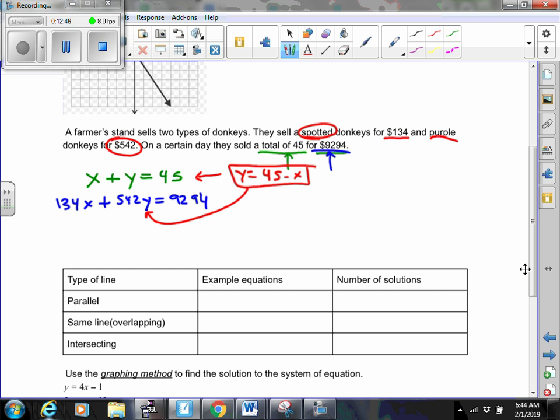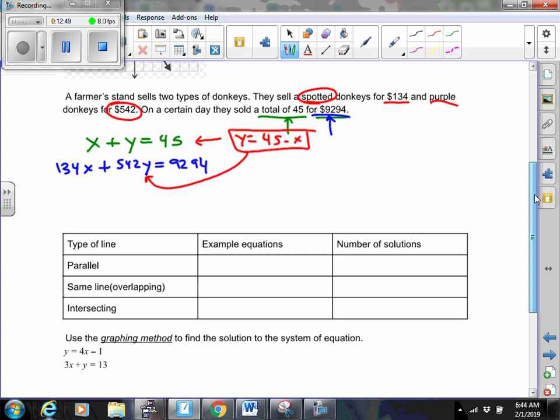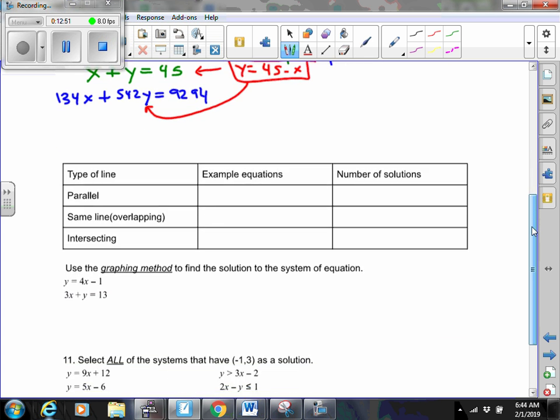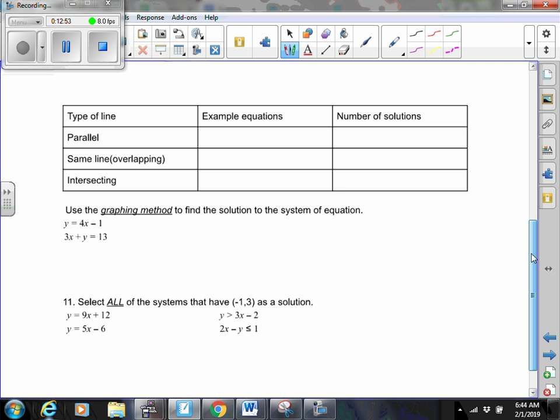Now you want to finish that up before you turn it in when you're reviewing. You should get two very pretty answers for your spotted and purple donkeys. And don't ask me what those are again. Okay. Yeah, I know sometimes you have to actually study in math.